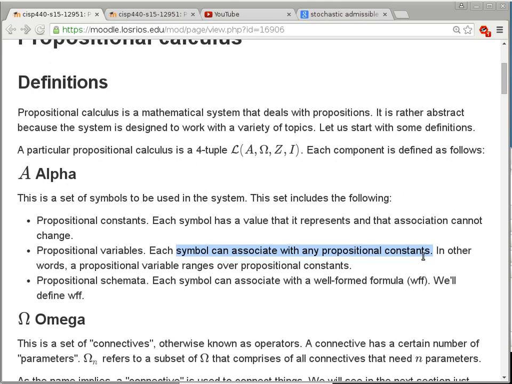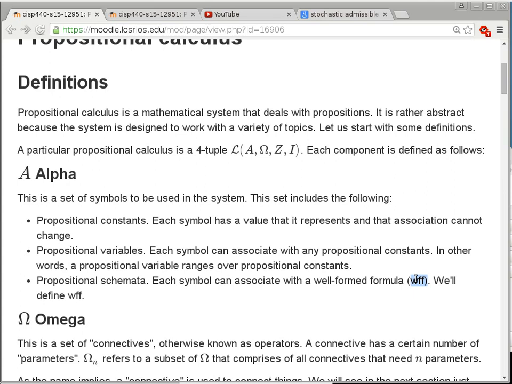Okay. The next one is a little bit harder to explain. What is a schemata? A schemata has to do with something that we will have to talk about. There's a little bit of circular definition here, so we'll have to deal with this a little bit. A schemata is basically a symbol that can associate with what we call a well-formed formula. It is WFF, not WTF. I know what your mind is telling you, but it is actually WFF for well-formed formula.